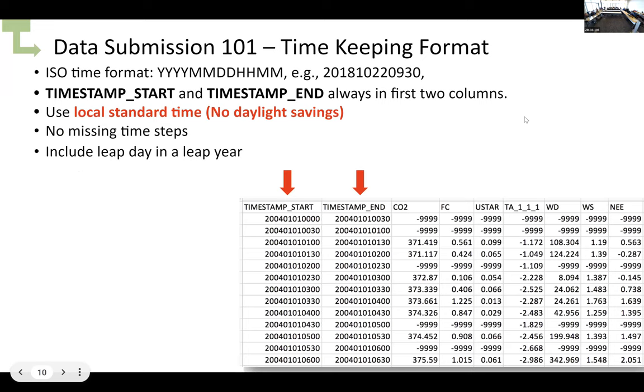Another thing to think about is time keeping. This is the most confusing part of flux metadata for a lot of people. We use a standard ISO time format, so the example here goes year, month, day, all the way to hour, minute. To avoid confusion, we ask you to provide both starting time and ending time, so there's no confusion about when this data got collected. Use local standard time, so no daylight saving for sure.